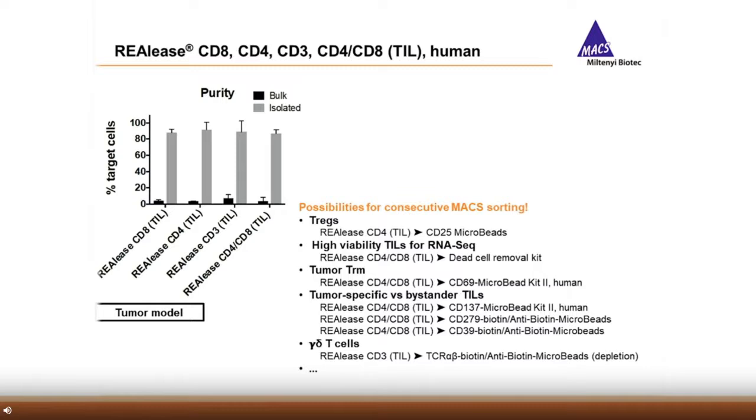Using these new reagents, we were consistently able to quickly isolate tumor-infiltrating leukocytes with high purities and directly use them for analysis. Because of the additional flexibility provided by the REAlease system, we have a world of possibilities for isolation of specific populations. We can purify Tregs from tumors, combining REAlease CD4 TIL with CD25 microbeads. We can generate high viability TILs for RNA-seq using the dead cell removal kit after T cell isolation. We can isolate tumor-resident memory T cells, isolate tumor-specific versus bystander T cells. We can isolate untouched gamma delta T cells, and so on.